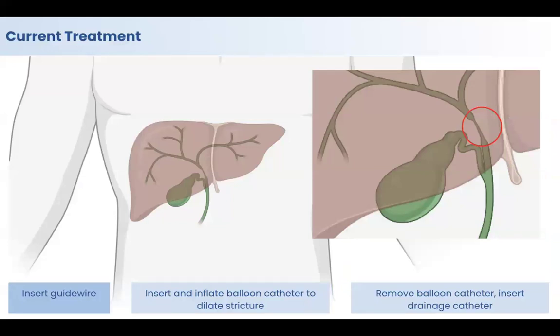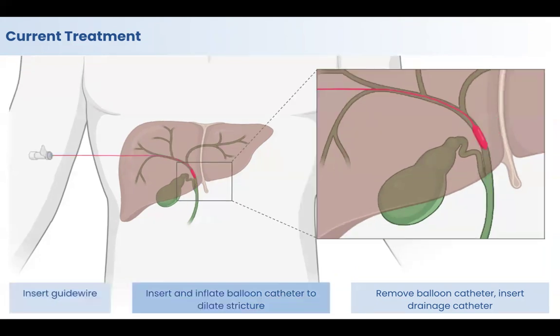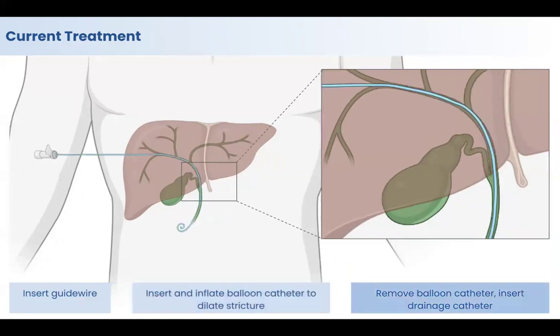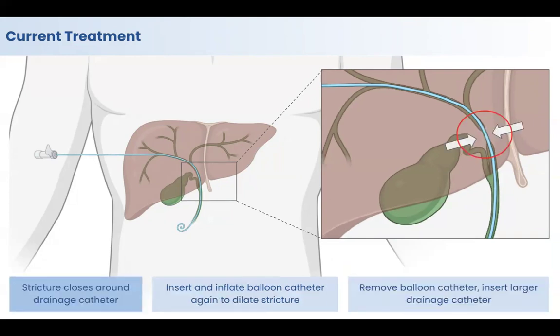Interventional radiologists will insert a guide wire to get access to the biliary system through the liver. Over the guide wire, they will insert and inflate a balloon catheter to dilate the stricture. They'll then remove the balloon catheter and insert a small drainage catheter. 2 weeks later, as the body performs the healing process, the stricture closes around the drainage catheter, causing an occlusion to reform, as shown here.